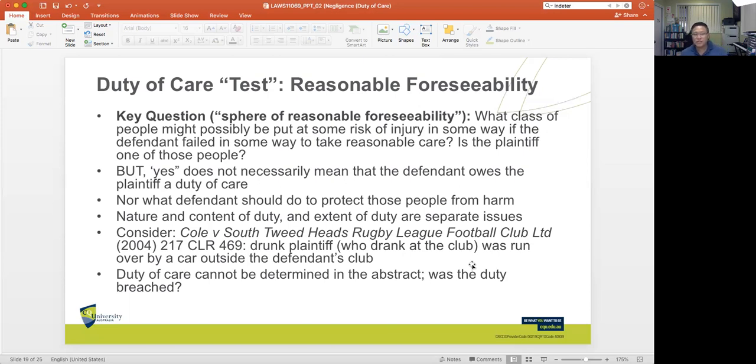These are separate issues. A good case in point would be the case of Cole versus South Tweed Heads Rugby League Football Club. So in this particular scenario, you had a plaintiff who was drunk, as a result of drinking at the club.